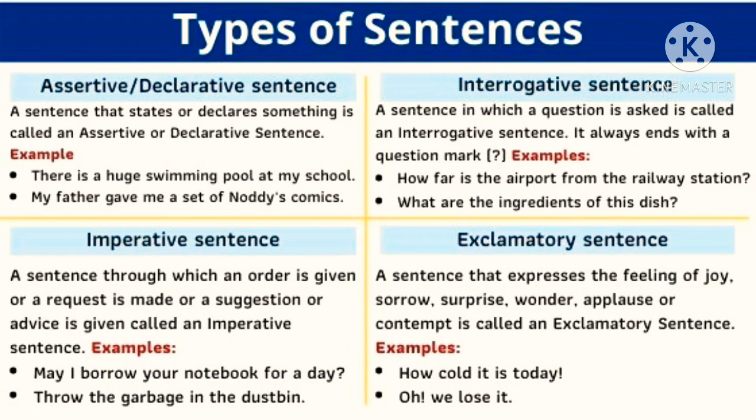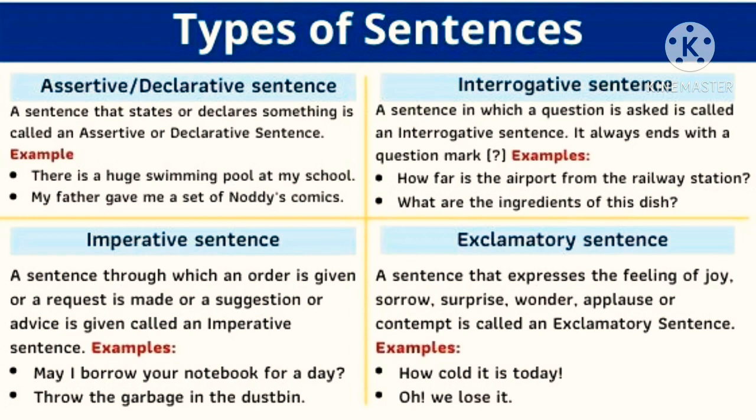Now next we have imperative sentences. What are they? A sentence through which an order is given or a request is made or a suggestion or advice is given is called an imperative sentence. These are used to give a command, make a request or extend an invitation. For example, may I borrow your notebook for a day? Throw the garbage in the dustbin. Here we are either making a request or giving an order.